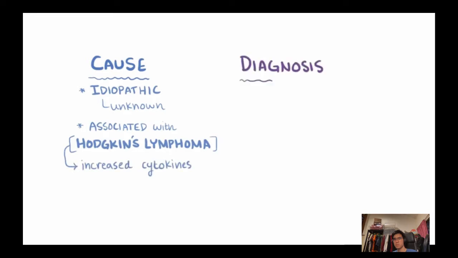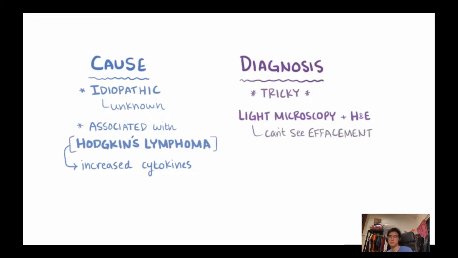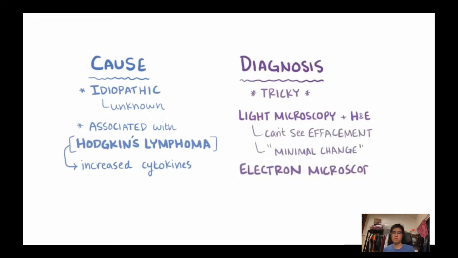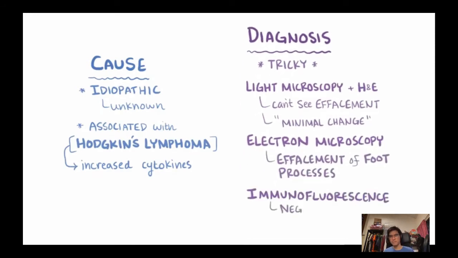For diagnosis, minimal change disease can be kind of tricky. With only light microscopy and H&E stain, you can't see the foot process effacement, and so it seems like there's no change to the glomerulus, hence the names minimal change and nil disease. With electron microscopy, though, you can see effacement of foot processes. Also, immunofluorescence with minimal change disease is usually negative, since the damage is due to cytokines, not immune complex deposition.